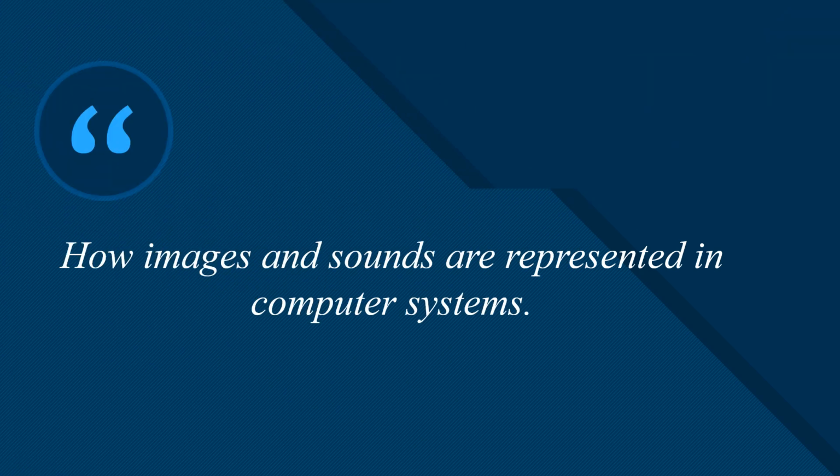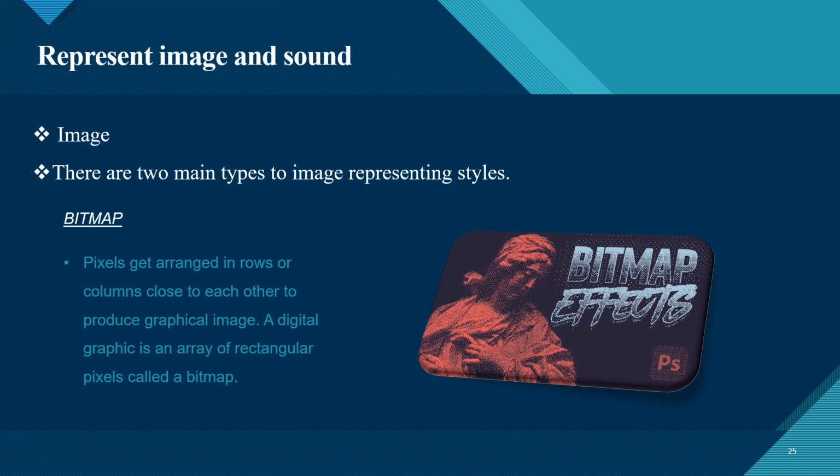Let's move to another topic. How images and sounds are represented in a computer system. First of all, let us see how images are represented in a computer system. Images are represented in a computer system in two ways. The first one is bitmap and the second one is vector.